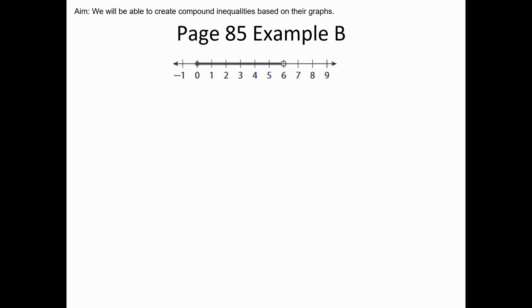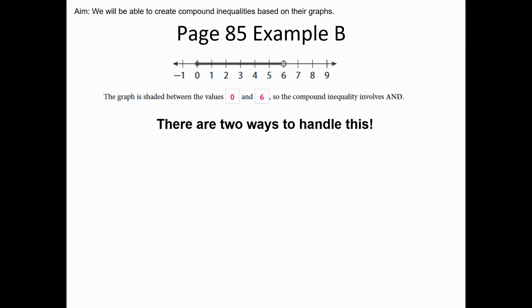And the first thing that you should always take a look at is, you go, okay, where are the circles? Where are the dots? Where are the endpoints? I see a closed circle at 0 and an open circle at 6, and I see a line in between them. That tells me it's going to be an "and" compound inequality, not an "or." If it was an "or," it would be going in two different directions. Now, there are two ways to represent this, and I'm going to show you my way of doing this, and then I'll show you the book's way of doing this, okay?